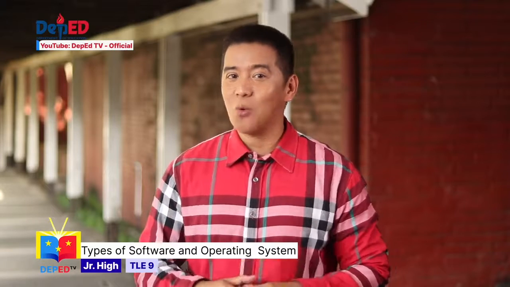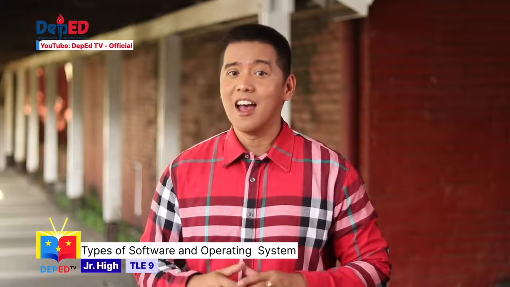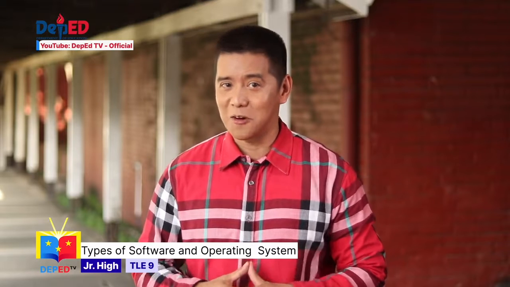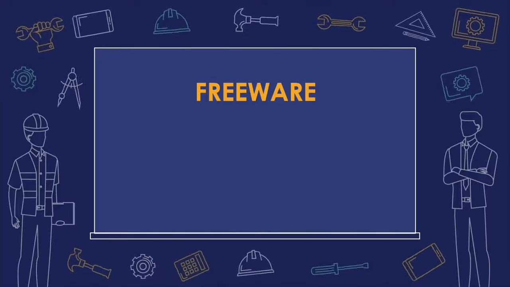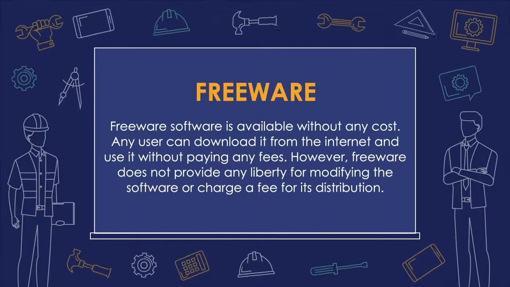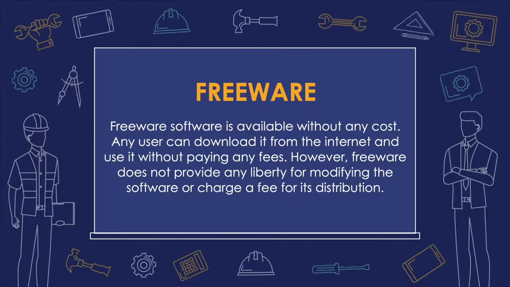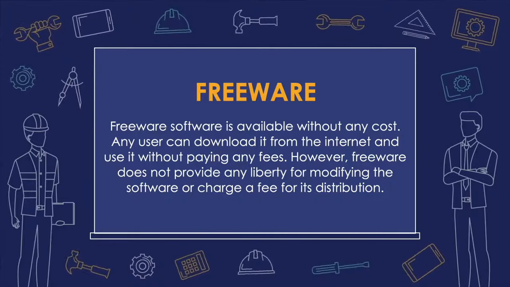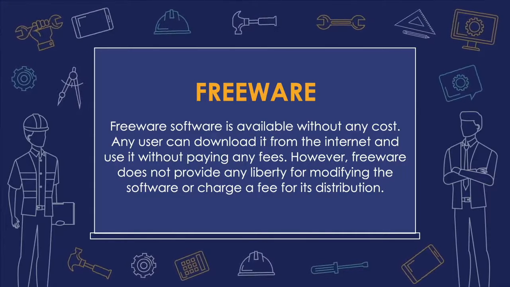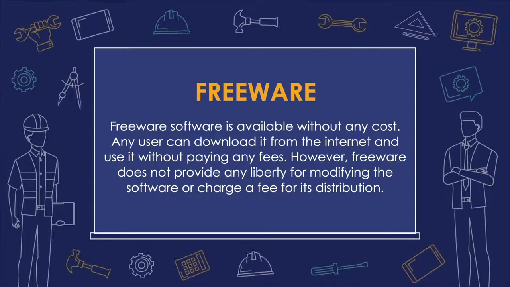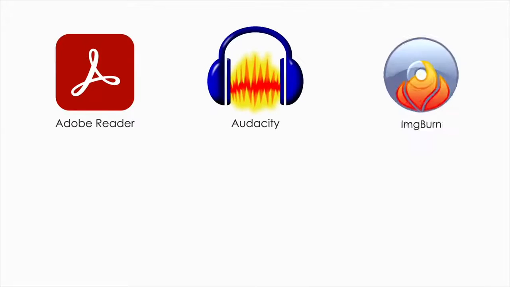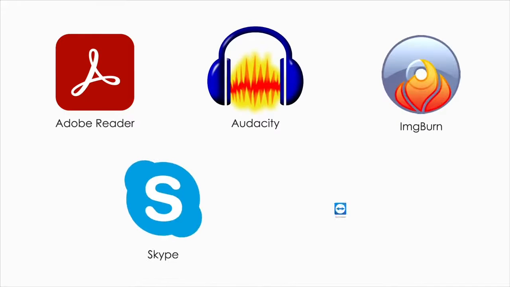However, there exists one more classification of the software. The software can also be classified based on their availability and shareability. First, we have the freeware. Freeware software is available without any cost. Any user can download it from the internet and use it without paying any fees. However, freeware does not provide any liberty for modifying the software or charge a fee for its distribution. Examples are Adobe Reader, Audacity, ImageBurn, Skype, TeamViewer.